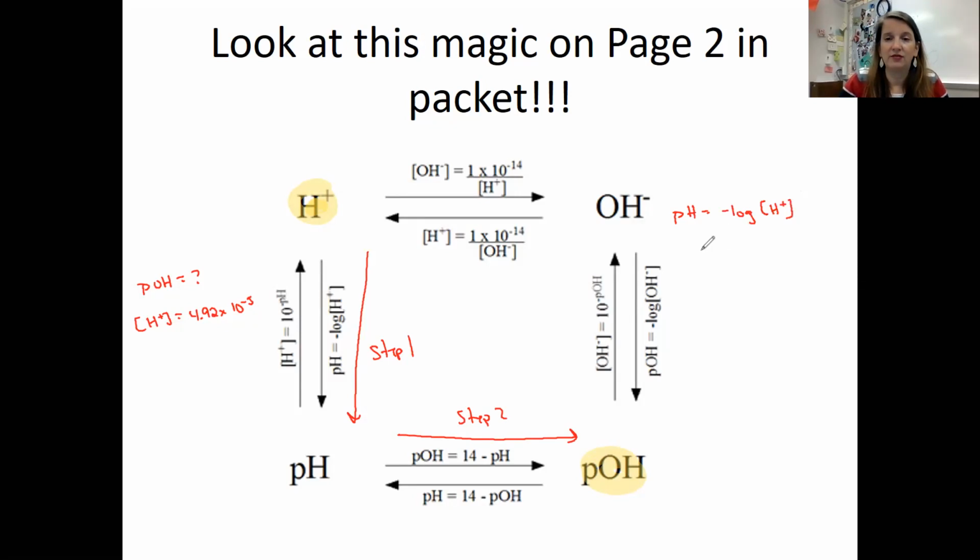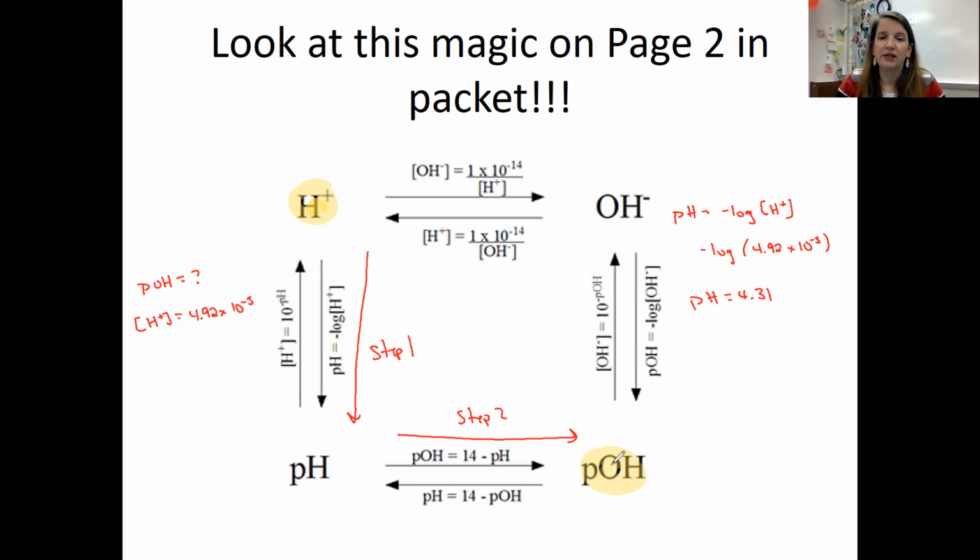So I'm going to have negative log of 4.92 times 10 to the negative 5. Now I want you to plug this into your calculator to make sure you're going to get the same answer as me. 4.92, second e negative 5. So we should be getting here that our pH is 4.31.